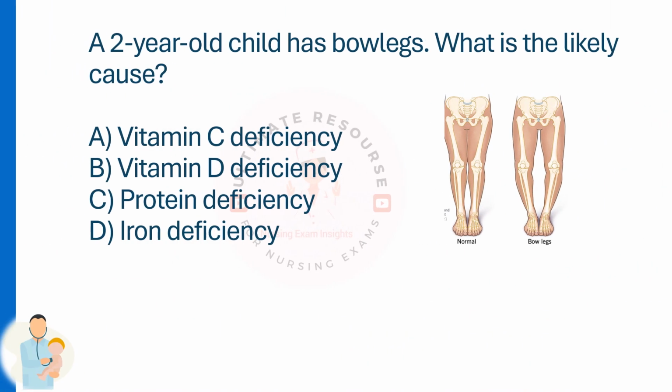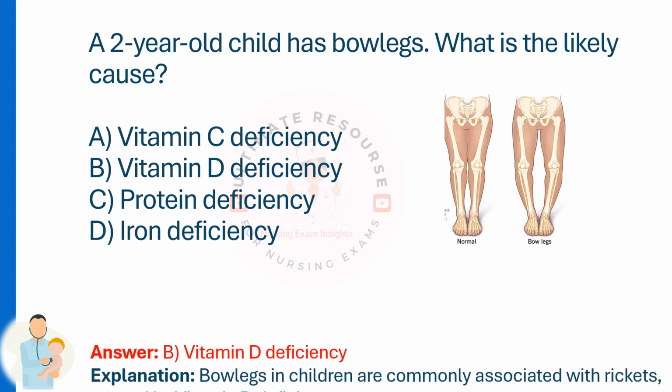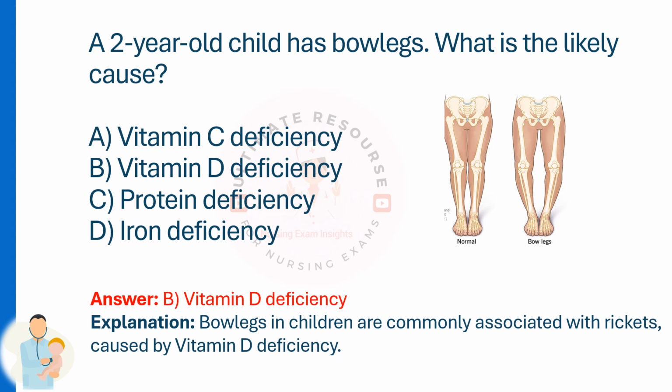A 2-year-old has bow legs. Which is the likely cause? Options are A. Vitamin C deficiency, B. Vitamin D deficiency, C. Protein deficiency, D. Iron deficiency. Answer is B. Vitamin D deficiency. Bow legs in children are commonly associated with rickets caused by vitamin D deficiency.